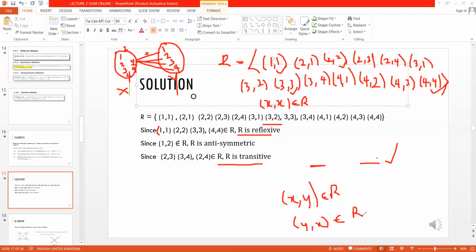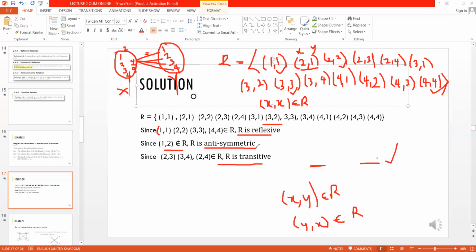Both must be in R. It's a must. Okay, so let's go check. We have 2, 1 here. If X is 2 and Y is 1, this is X, this is Y. X is 2, Y is 1. Do we have Y to be 1 and 2? Okay, there is no 1, 2. So we cannot have 1, 2 in R. Hence we say that R is not symmetric. Not symmetric means anti-symmetric or asymmetric.